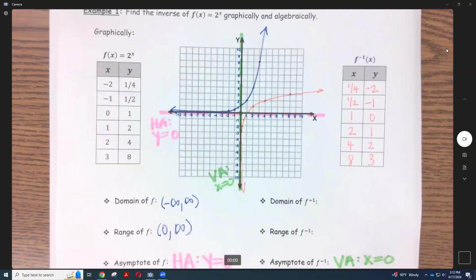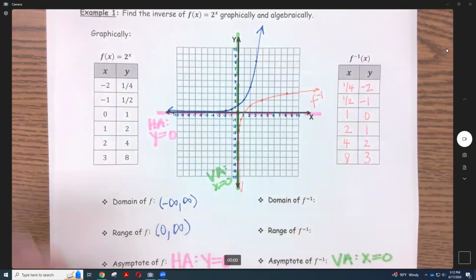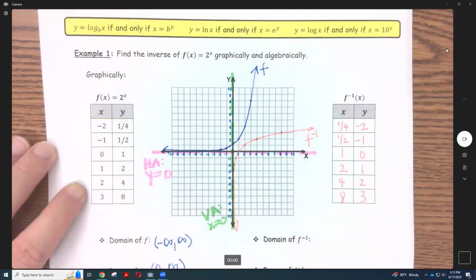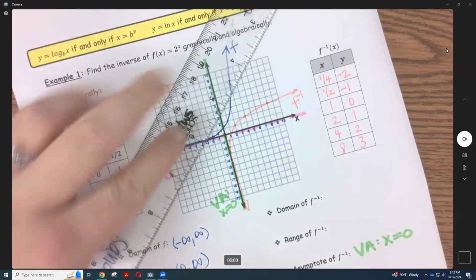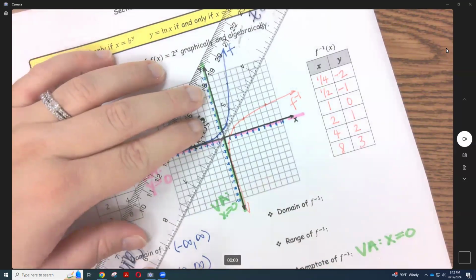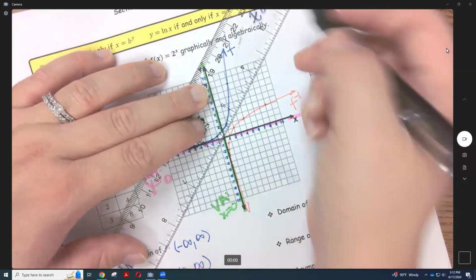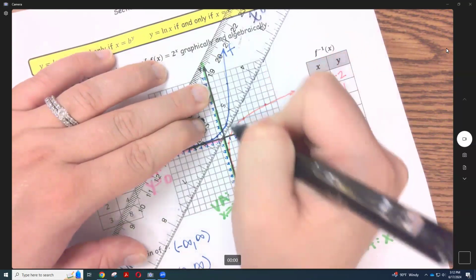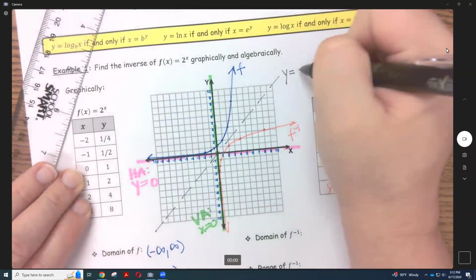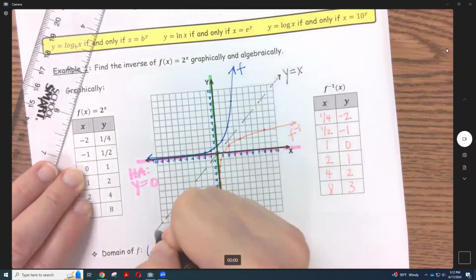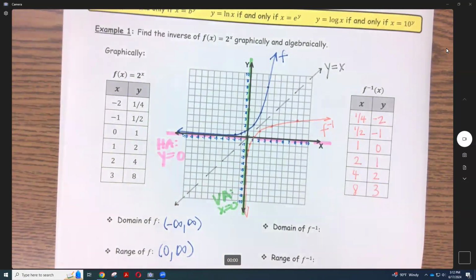Now we need to label our graph since we have multiple graphs on the same graph. This is my inverse function, and I should have labeled this one as my function. And there's a special relationship between inverse functions, and that is that they are symmetric along the line y equals x. So when we put that dotted line in there, we can see more visually how they are symmetric.